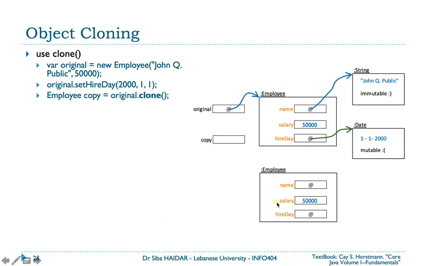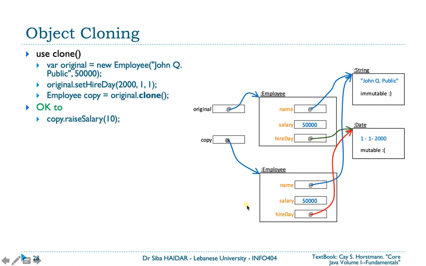So we clone in the memory another space to hold an object of type Employee, and then we copy-paste all the instance fields. And the instance fields are 50,000 and the addresses of the String object and the Date object, which are the same. So they are also shared now. And copy refers to the cloned object.